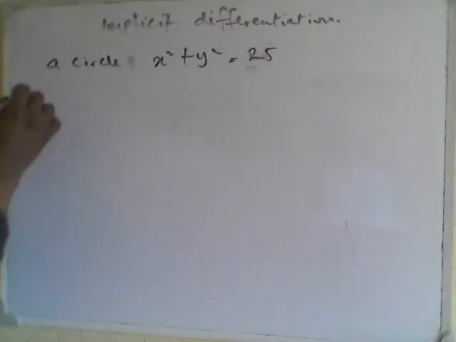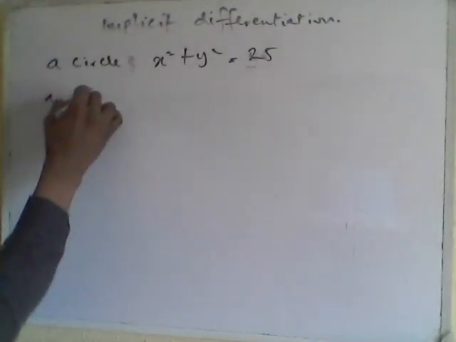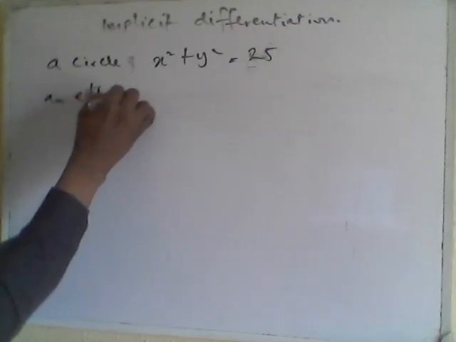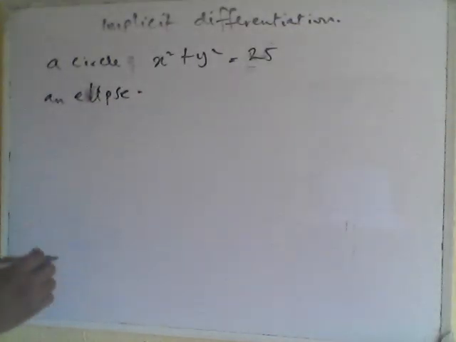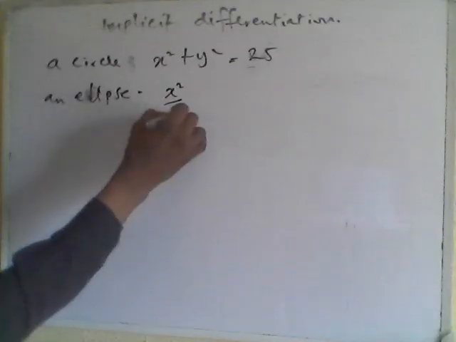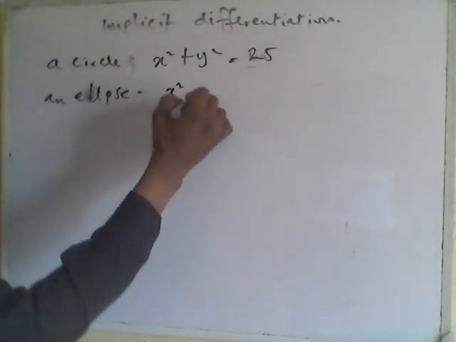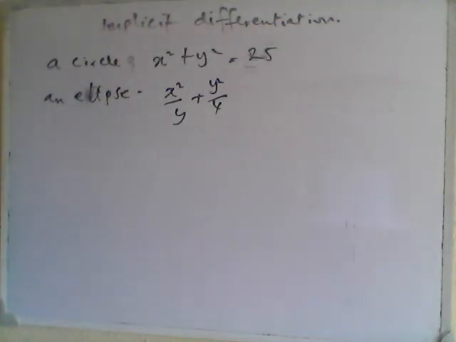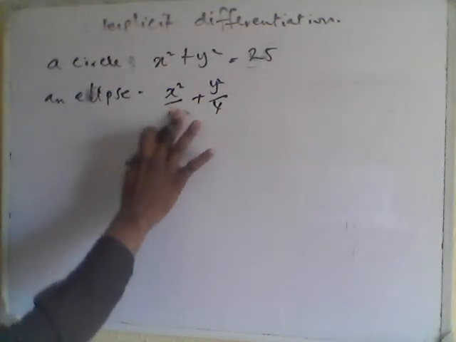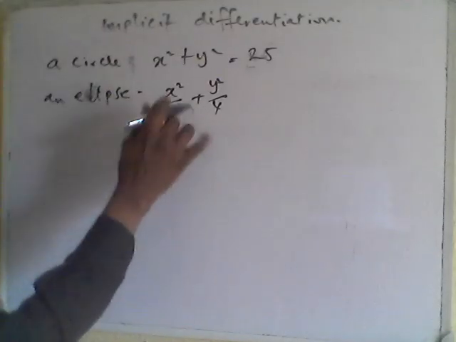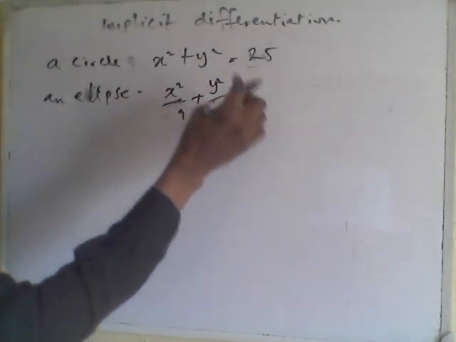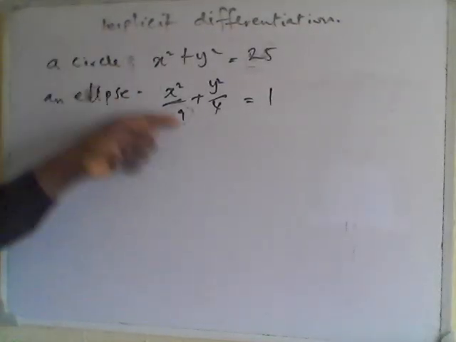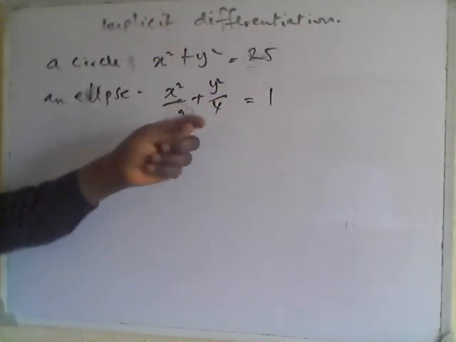An ellipse is also another one. An ellipse is expressed as x squared over 9 plus y squared over 4 equals 1. Let me put this as 9, sorry, because it's a constant term that will be there. So you see that in this expression, you have x and y inside of it. It's not explicit.